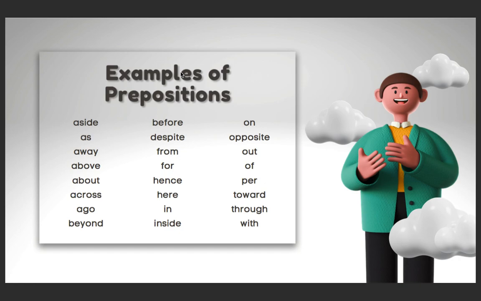Examples of prepositions. Here are so many words. First one is aside, as, away, above, about, across, ago, beyond, before, despite, from, for, here, in, inside, on, opposite, out, of, per, toward, through, and with. And actually there are so many more.